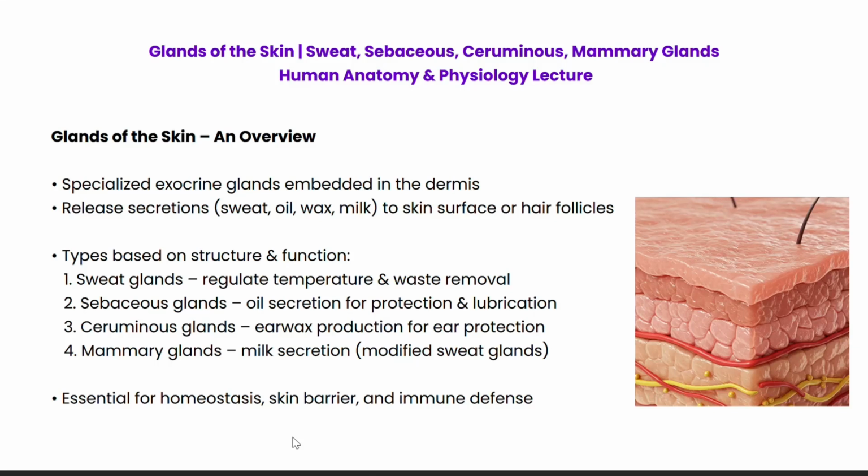Welcome everyone. In today's session, we are going deep into the glands of skin, one of the most fascinating yet underrated topics in human anatomy. These glands are exocrine in nature, meaning they release their substances outside the body, either on the skin surface or into hair follicles. Though they are tiny, they have huge responsibilities, controlling temperature, keeping our skin soft and moist, and even helping in immune defense.